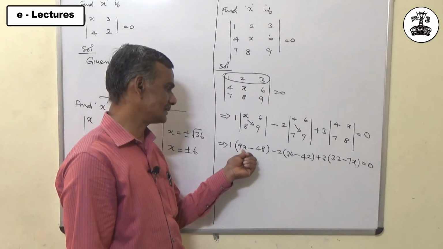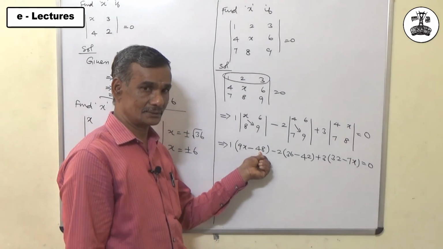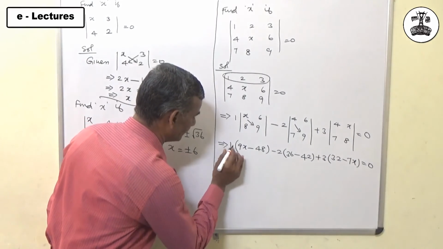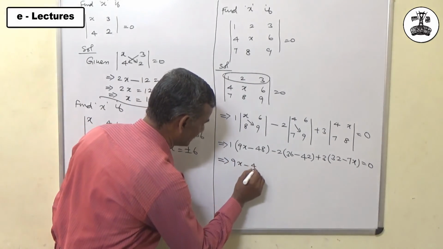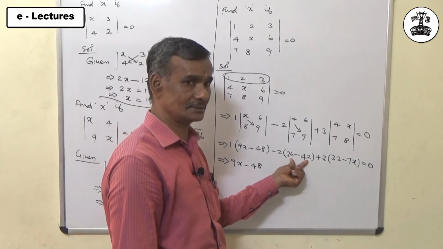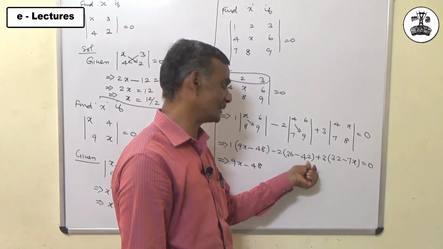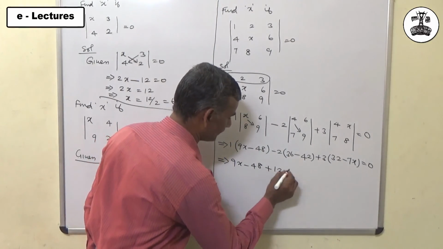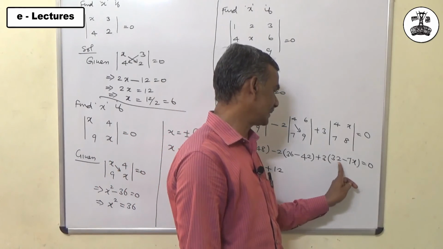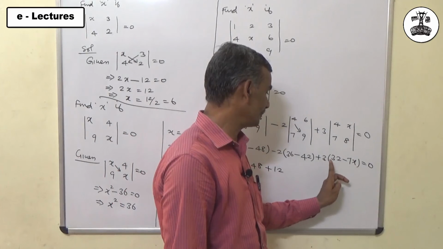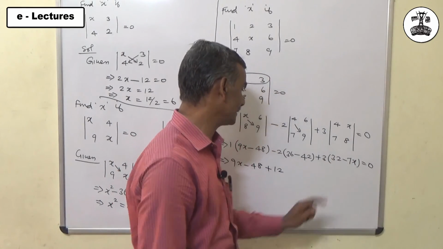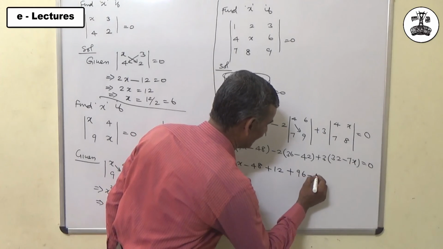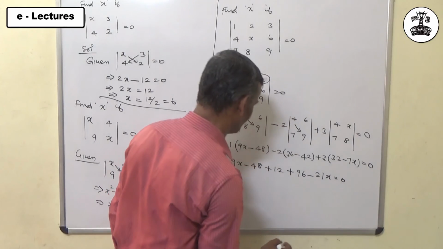Here x is a constant multiplier, so we don't add or subtract. So multiply by 1, so 9x minus 48. Here these two are constants, integers. So 36 minus 42, minus 6. So minus 2 into minus 6, plus 12. Here with x we can't add or subtract. So multiply by 3. So 3 into 32, 96. 3 into minus 7x, minus 21x, this is equal to 0.